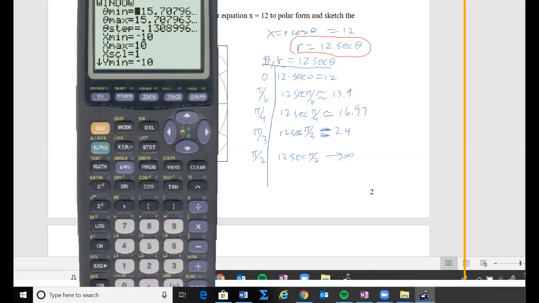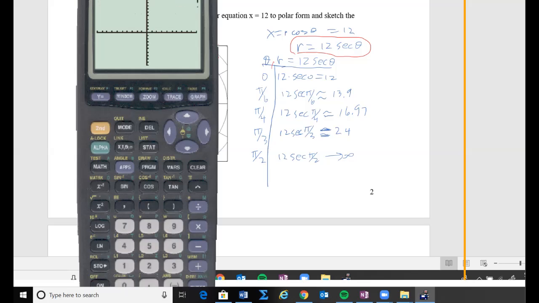If we come in here, let's see what we have. Okay, we want 12 divided by the cosine of theta. Let's see what that looks like. Uh-oh, something wrong there, like an extra parenthesis. Okay, like that. Come on in, see what this looks like. Now what's happening is I don't see a picture because my window is too small.